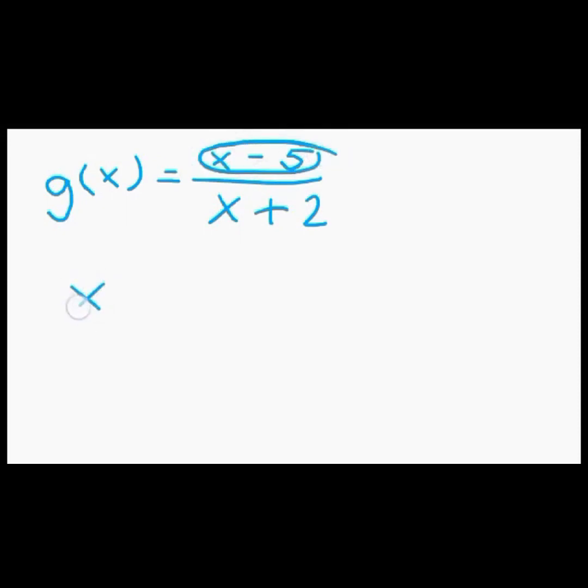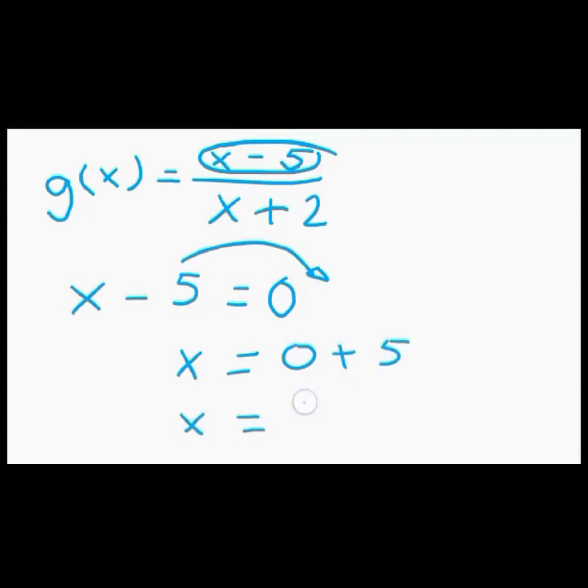First is copy the given, which is g of x equals (x minus 5) over (x plus 2). So here, to get the zeros of the rational function, we have to equate the numerator to 0. Then solve for x. To solve for x, we can transfer -5 to the right side of our equation, so x equals 0 plus 5. Therefore, 5 is the zero of our g of x.